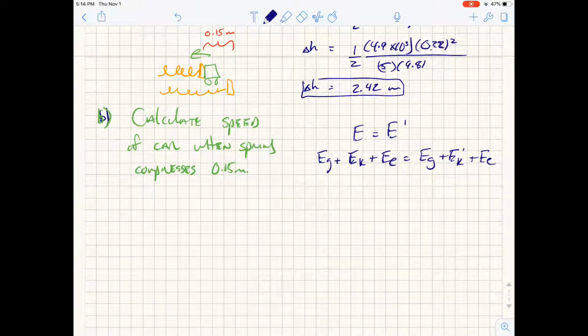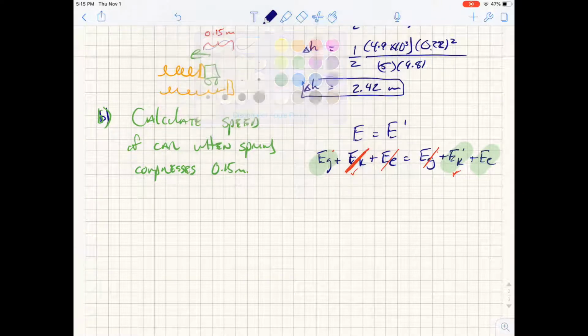It has no more Eg. Eg's all been spent. Initially the car does not have Ek, sorry to confuse you, but it will have Ek after, at this moment that we're interested in modeling, and there will be no Ee initially when the car is at the top of the ramp. So all the energy that is in the Eg bucket will now be transformed into two types of energy, Ek prime and Ee, elastic potential energy.